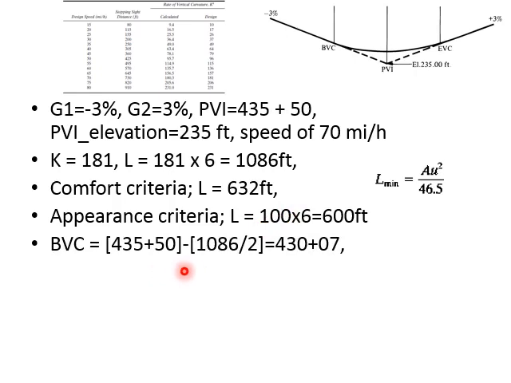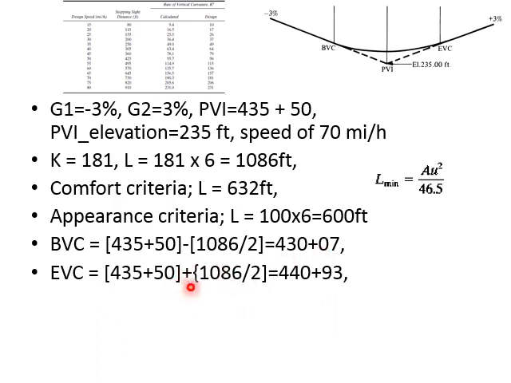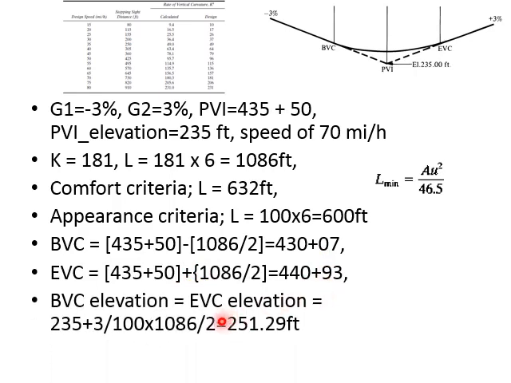So now you can find out the station of BVC. It will be PVI station 435+50 minus half of the length, and again you have to convert to stations. So you can write 43550 minus half of this, and then you convert it back to stations. So it will be 430+07, and you place a plus sign before the last 2 digits. Then for EVC repeat the same process but with a plus sign. So you have the stations of BVC and EVC.